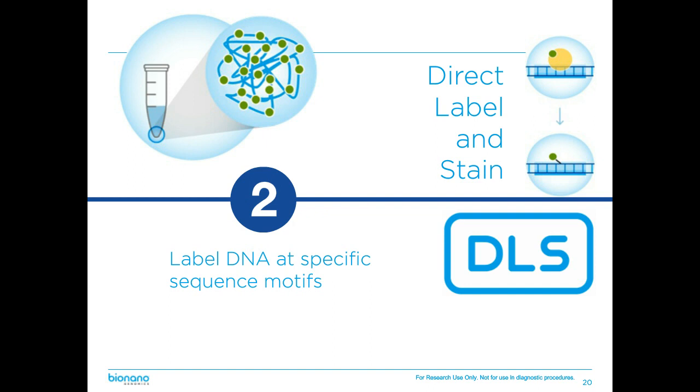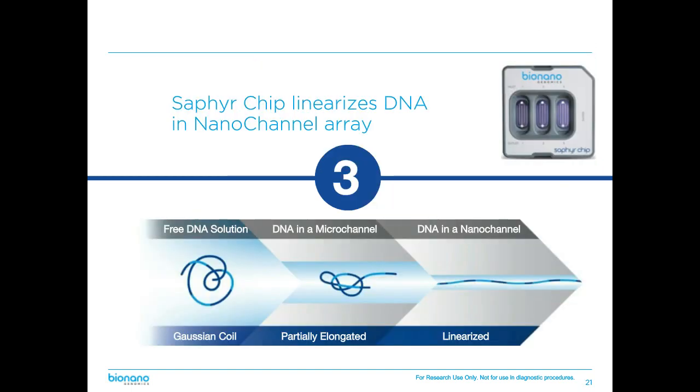This is not done with probes. It's simply a single enzymatic reaction that attaches a fluorophore directly to the DNA at the presence of that 6 base pair sequence motif, and that occurs about every 6 kb. And then we linearize the DNA in these nanochannels. The DNA gets uniformly stretched, and we get all the information we need just by taking a picture.